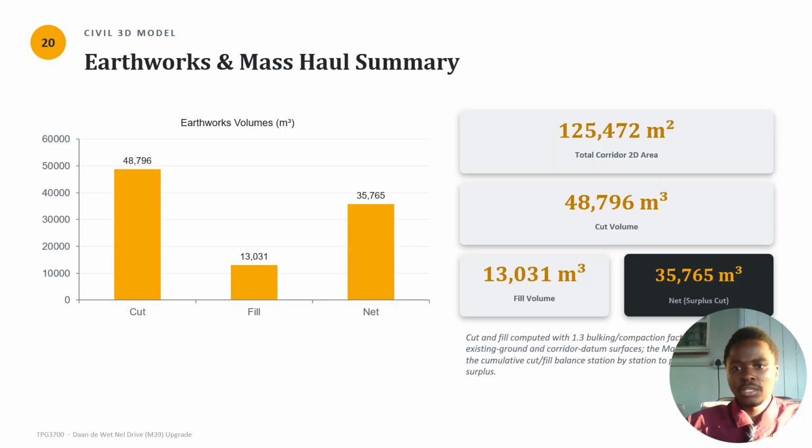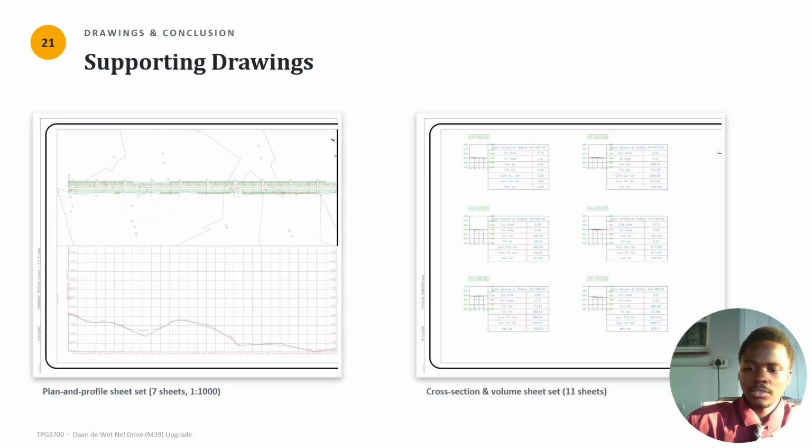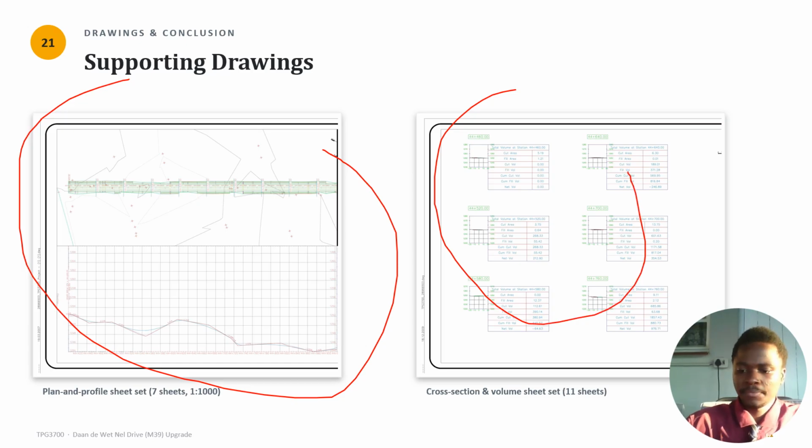So my earthworks give me 125,472 square meters for the corridor, with a cut volume of 48,776, a fill of 13,031, and a net of 35,745. This is what I need to take away, and these are my supporting drawings that were added to my report.